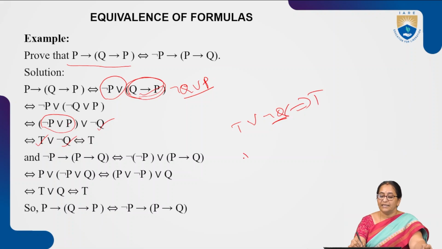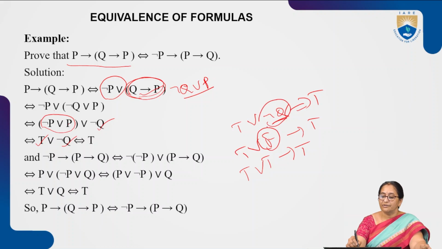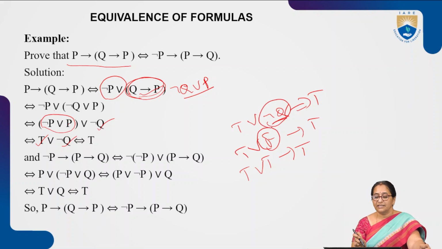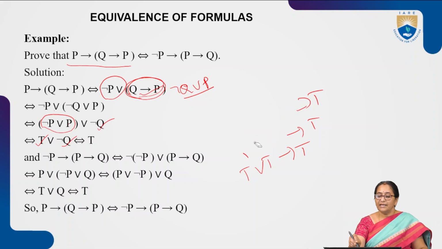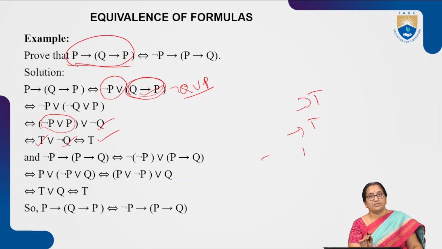We know it: T or F is T, T or T is T. We need not bother about the value of negation of Q. Just based on the standard equivalence formulas, we can say that T or negation of Q is T. This is for the first step, the first part.